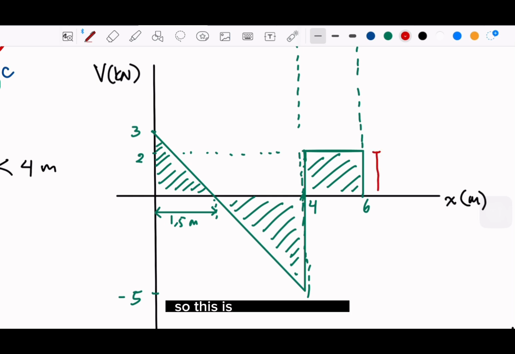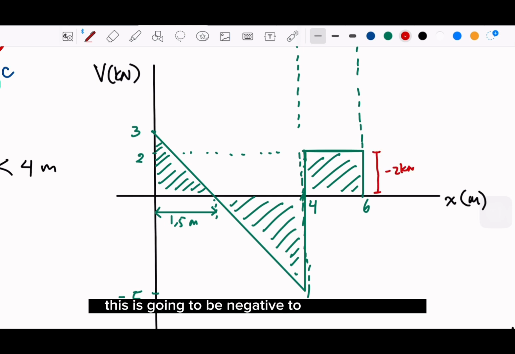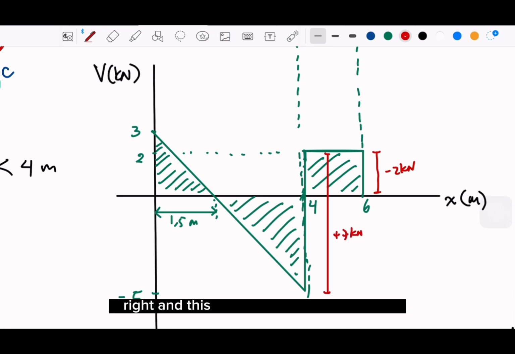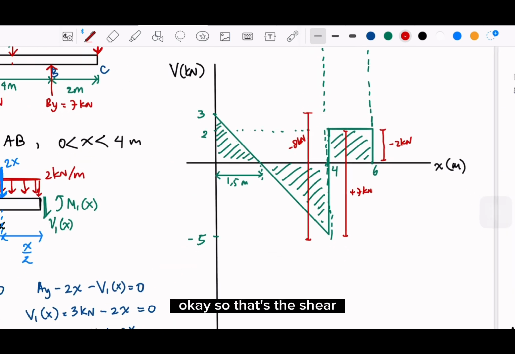So this is to describe that this is going to be -2 kilonewton, and this part here is describing +7, right? And this part here, going down here, is describing -8 kilonewton. Okay, so that's the shear.